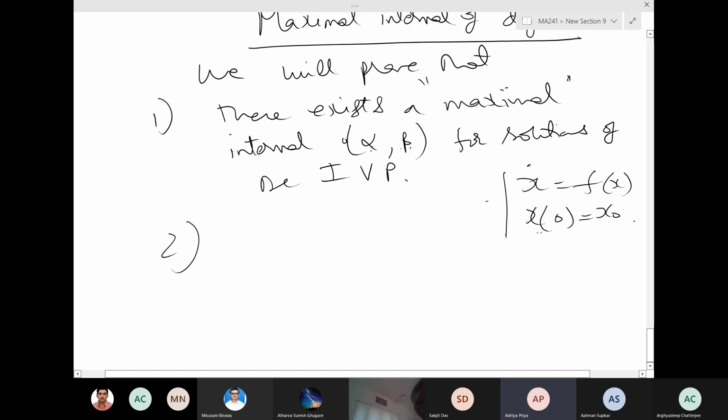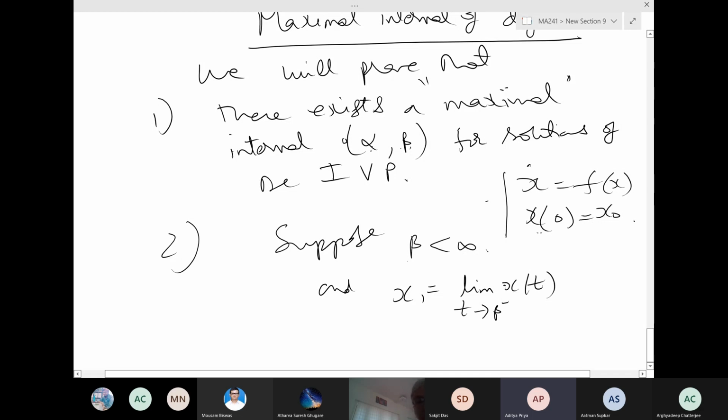The second thing is, suppose beta is less than infinity. It can very well happen that alpha is minus infinity, beta is plus infinity. In other words, the interval is the full real line. But suppose one of them, and here the statement is for beta, but the similar thing holds for alpha. Suppose the right side is less than infinity and x1 equal to the limit as t goes to beta from below of x(t) exists.